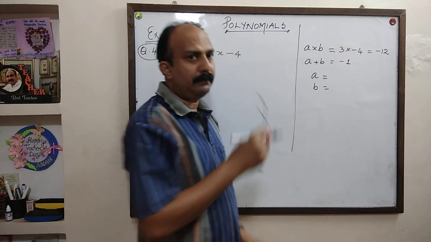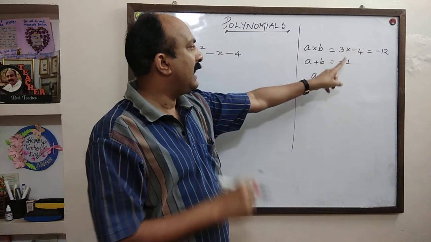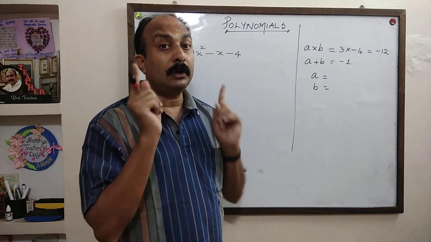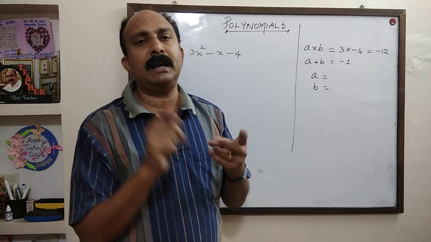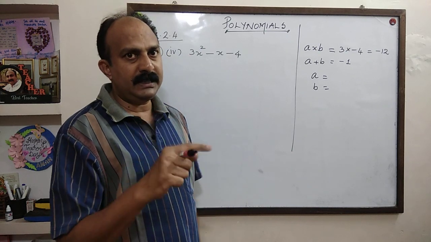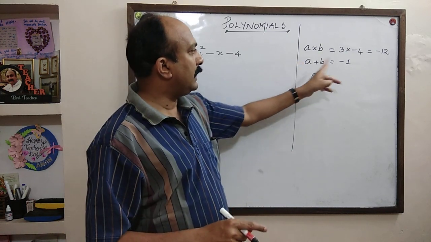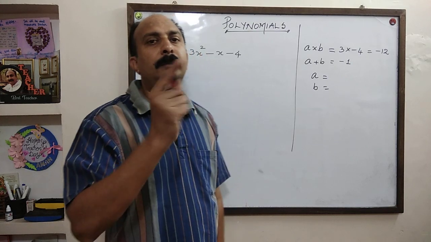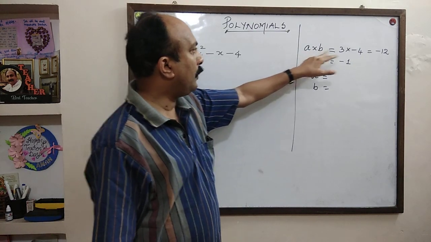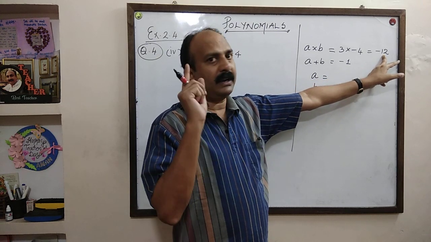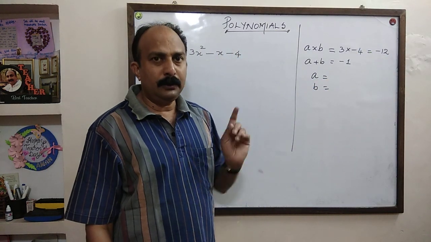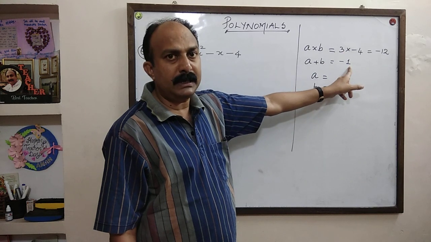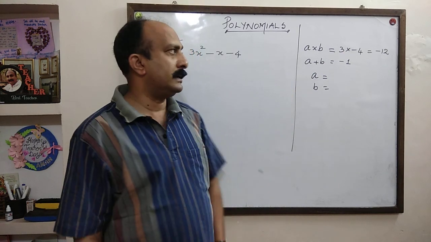Now you have to find out two numbers whose product is minus 12 and sum is minus 1. If the product of two numbers is minus, you must always remember one number will be plus and the other number will be minus, because plus into minus is minus. Then you look at the sign of the sum. If the sign of the sum is minus, the greater number will be minus. I repeat, if the product is minus, one number is plus and the other is minus. Then, in order to find the sign of the bigger number, you have to see the sum. Here the sum is minus. That means the greater number is minus.